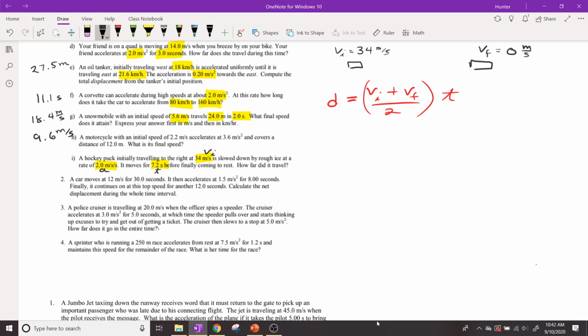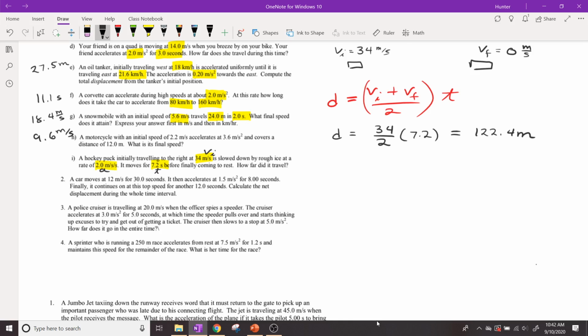The distance is what we're looking for, so d equals 34 over 2 times the time, and the time is 7.2. Okay, so it's just 34, and the VF is 0, so I didn't even write it in there. So take those three numbers. Yeah, and 17 times 7.2 is 122.4 meters. Got a second on that? Yes, got a third too.